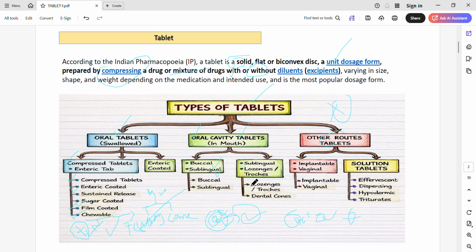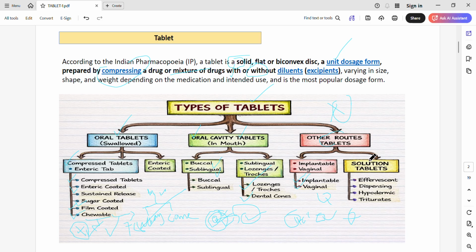Lozenges and troches are a chocolate type of tablet which is put in our mouth, and dental cones are also put in our mouth. Then we go to other routes, which are implantable and vaginal. In implantable, the tablet is implanted in our body. Vaginal tablets are used because there are so many infections, so they are inserted into the vaginal cavity.